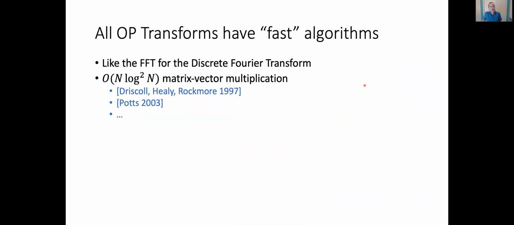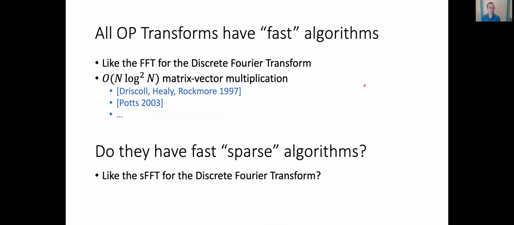And as I mentioned before, all discrete OP transforms have fast algorithms. So just like the FFT for the discrete Fourier transform, there are near linear time algorithms to do matrix vector multiplication for these matrices. And this has been known for a while. And so the main question that motivates this work is, do they also have fast sparse algorithms like the sparse FFT that I talked about just before?